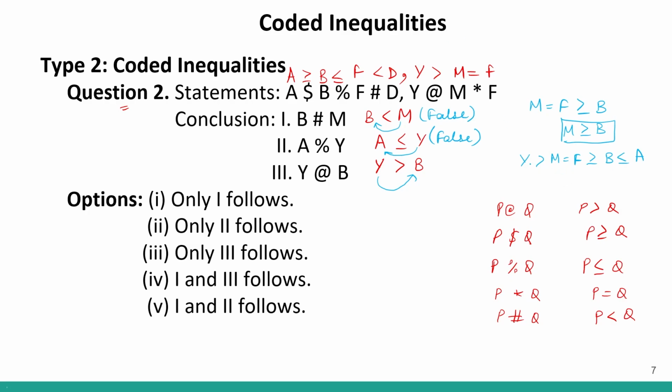If I see this relationship only, y is greater than m equals to f and it is greater than or equal to b. So based on this information, this is true. So basically only 3 is true, which is given in option number 3. So option number 3 will be my answer. Clear?